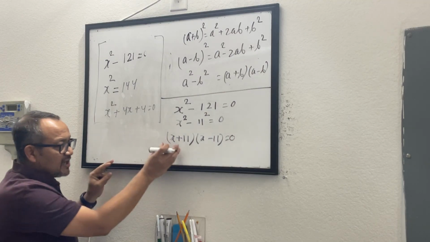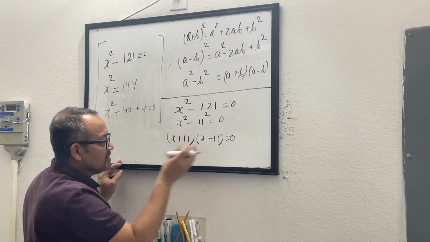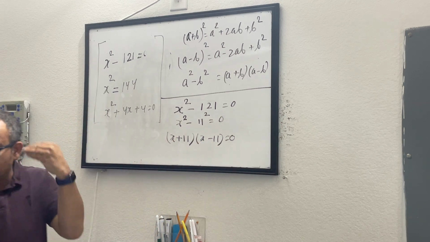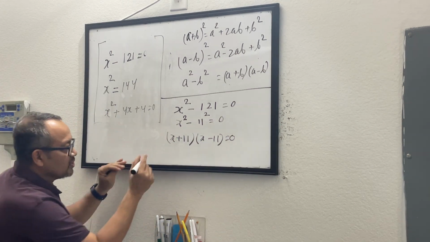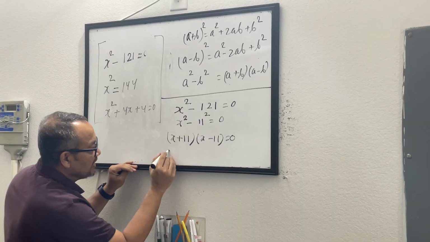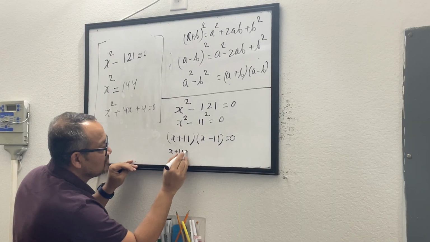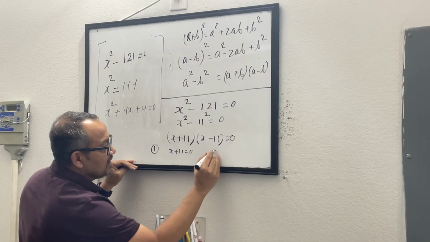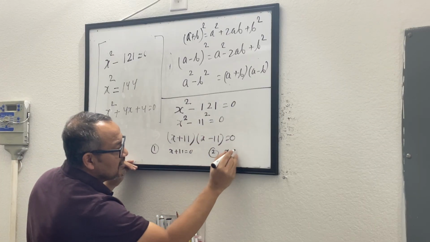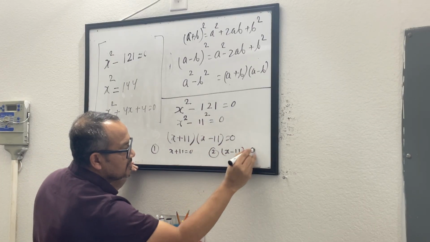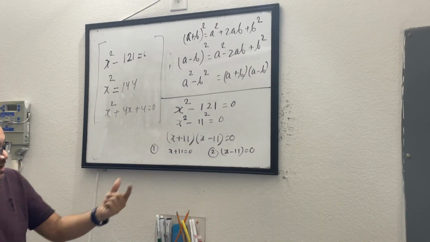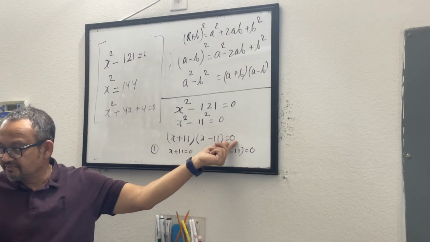When something multiplied by something is 0, that means either this is 0 or this is 0. So whichever way my brain is thinking, that's what I am putting here. So either this is 0. So when x plus 11 is equal to 0, this is one scenario. Second scenario is x minus 11 is equal to 0. These are only two scenarios which will result into this outcome.